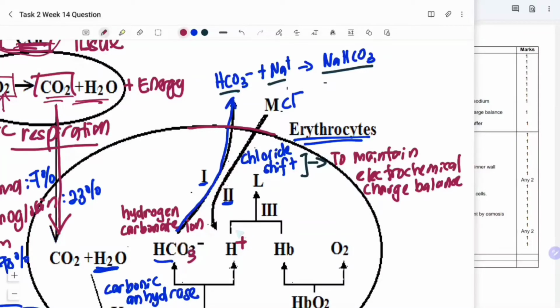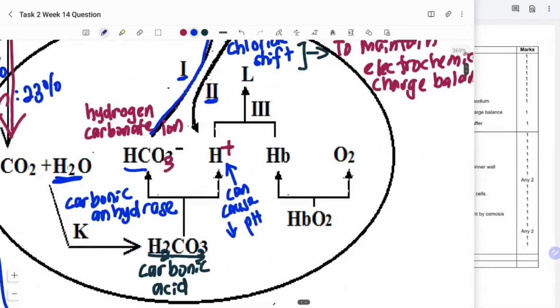Okay, next, sekarang kita ada excess of proton ataupun H+ inside the red blood cell. When there is lots of H+ ataupun increase in the concentration of H+, this means that the blood pH will decrease. So the increase in the H+ concentration can cause decrease in the blood pH. Okay, tetapi this does not happen because the H+ will combine with the free hemoglobin untuk form another molecule iaitu hemoglobinic acid.